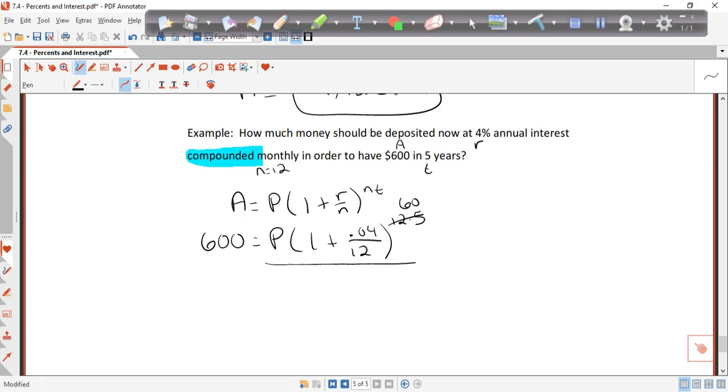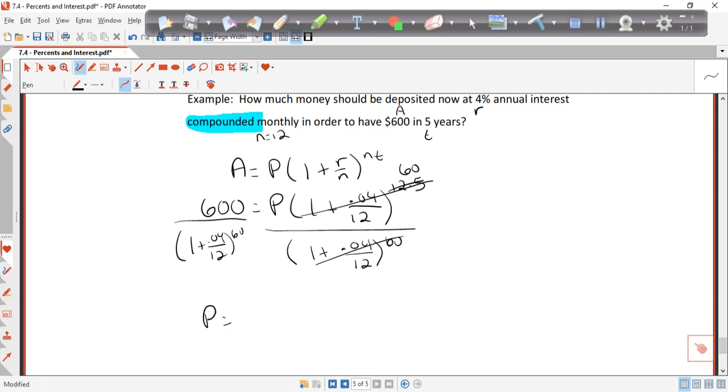And just like we did before, we don't want to put this in our calculator until we're ready to get our final answer. So we divide by the parentheses with the power. Okay, so in your calculator, you go 600 divide parentheses 1 plus 0.04 divided by 12 raised to the 60th power. And you'll get $491.40.